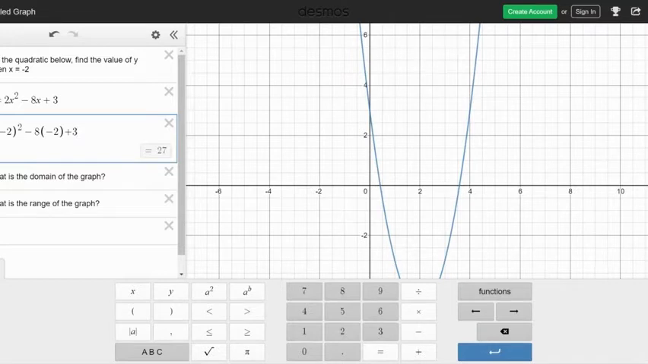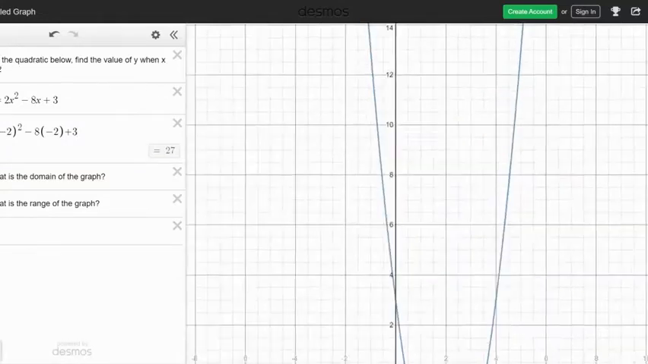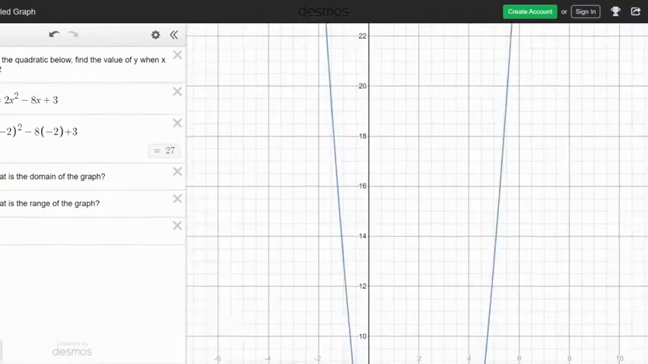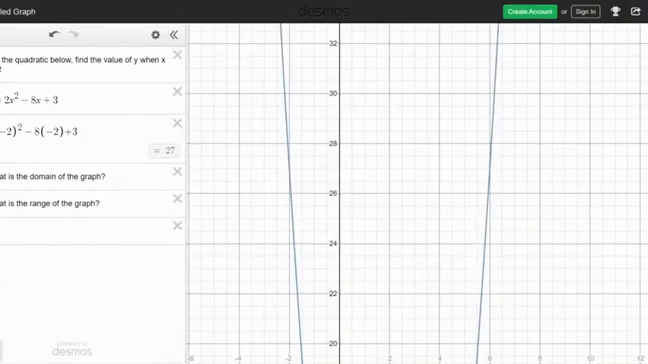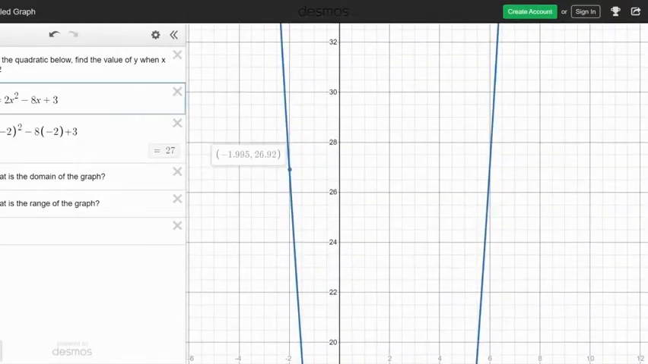Now, what does that mean? Well, that means that if I were to go to the graph, and if I were to go to the point -2, 27. All right, so here's -2, 27. I'll get as close as I can. It's hard to get exactly on there. There you go, -2, 27. It's a point on my graph.